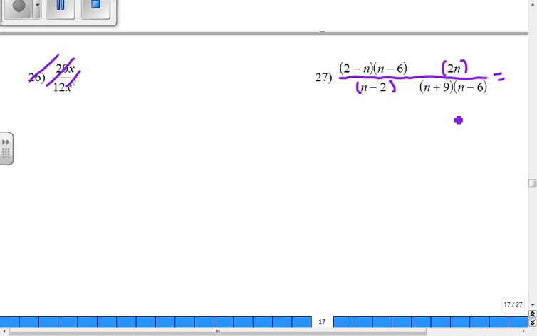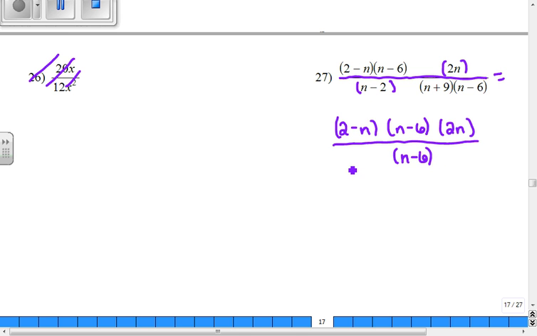Okay, so let's see if we can make any ones here. We know that in multiplication and addition, order doesn't matter. So we have 2 minus n times n minus 6 times 2n. Okay, let's see if we have anything that we can line up. Well, down here, I have an n minus 6, so I'm going to put that underneath.